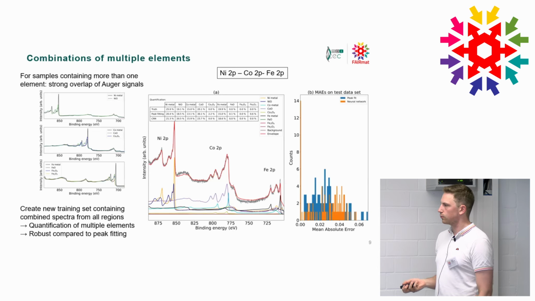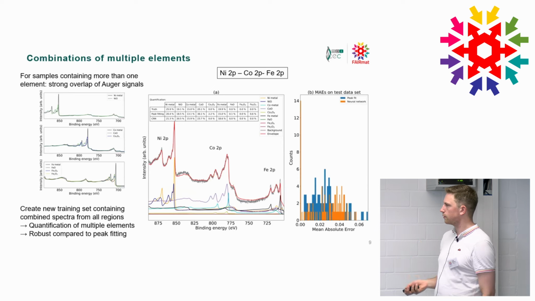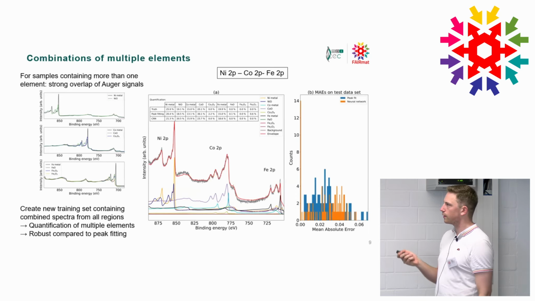So what we did then is create new training sets, linearly combining all of these in the whole range. Then we trained a new neural network which can do quantification of multiple elements and also the phases within these multiple elements at the same time. Here we also ran a comparison to peak fitting, which we again did through linear combinations of the references. The neural network outperforms, or at least performs as well as, the peak fitting analysis. So this is very helpful for people, especially in our institute where we have a lot of these combined materials.